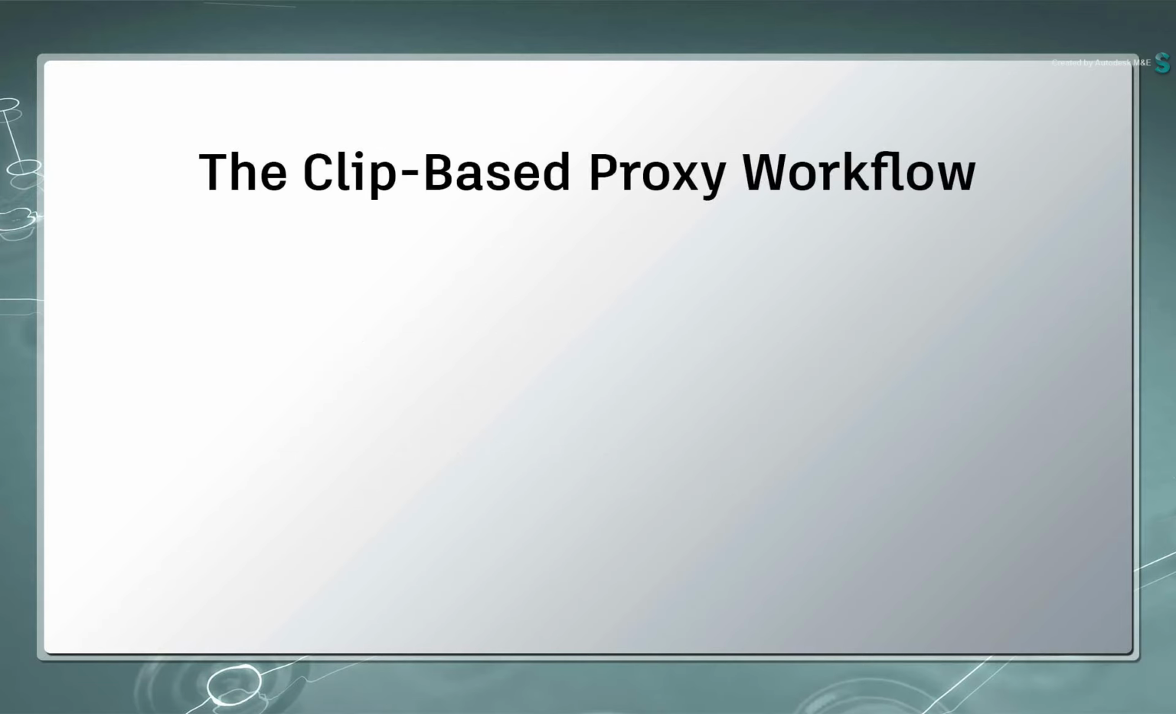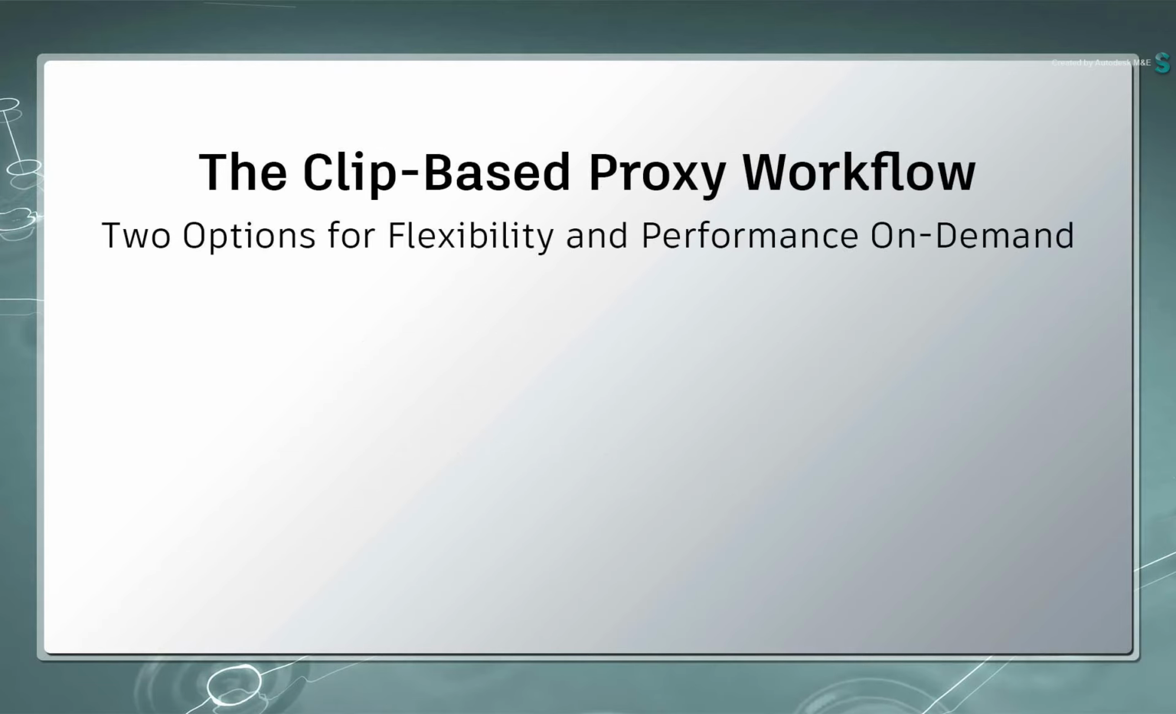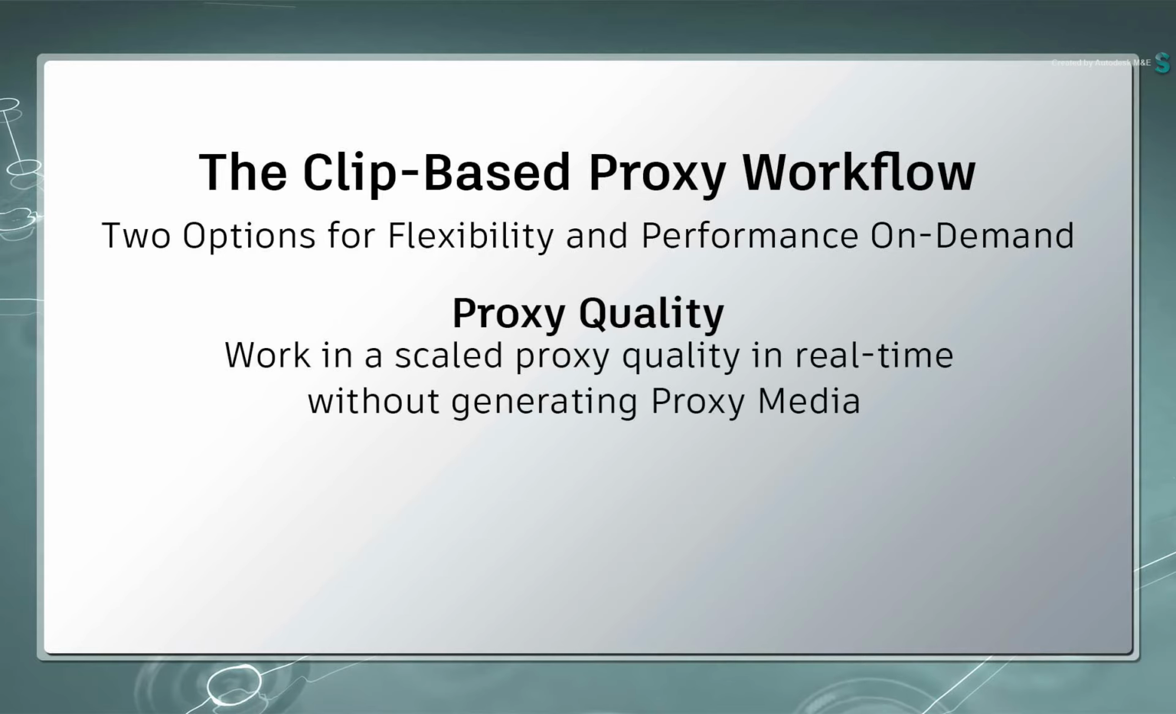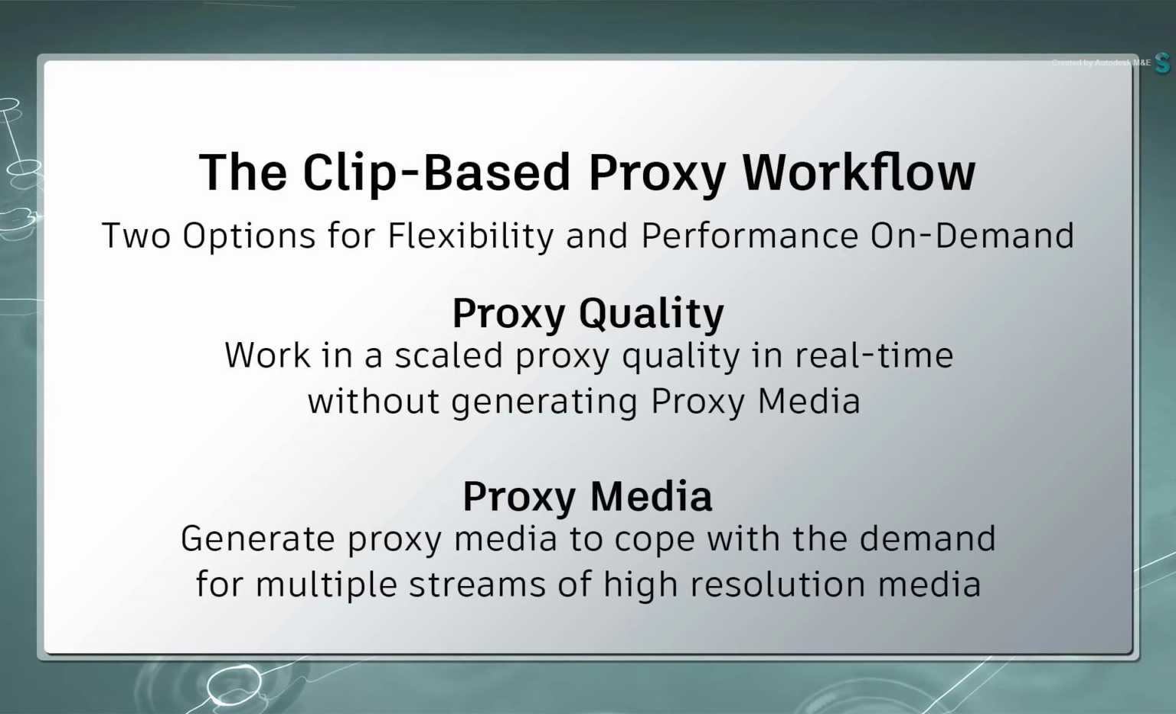In Smoke 2017, the proxy workflow offers two options to get more interactivity and performance when you need it. Deciding which option to use is based on what you're doing. If the setup is complex and things are slowing down, you can switch to a proxy quality mode without generating any proxy media for any sources. So you should get better interactivity and performance when working within the setup. But if the slowdown is caused by multiple streams of high-resolution media, you can also generate proxy media for all the sources in that setup.